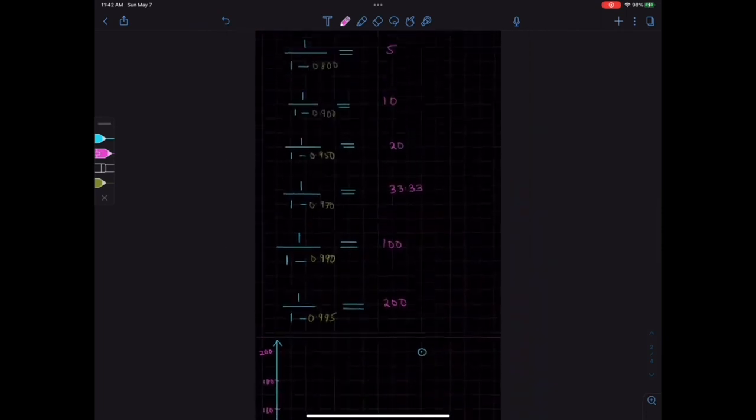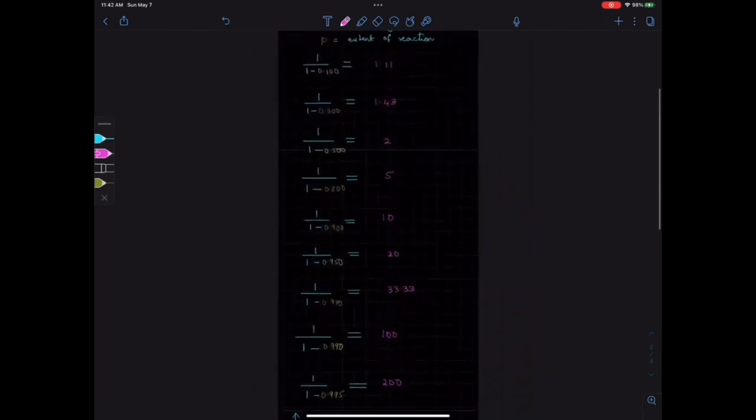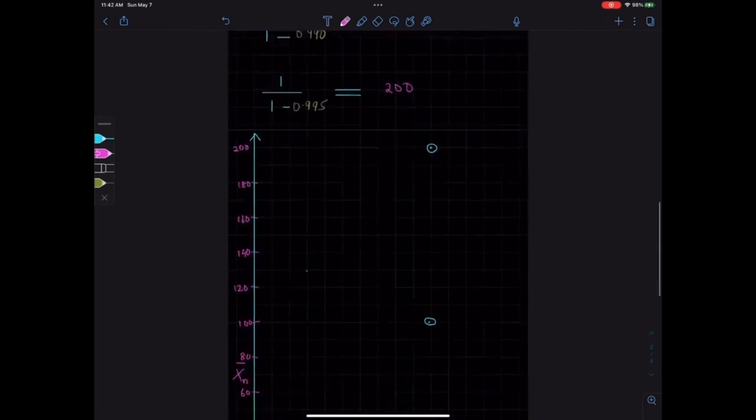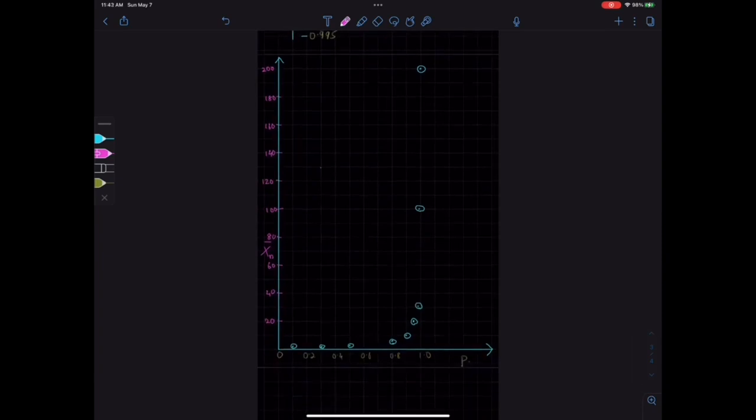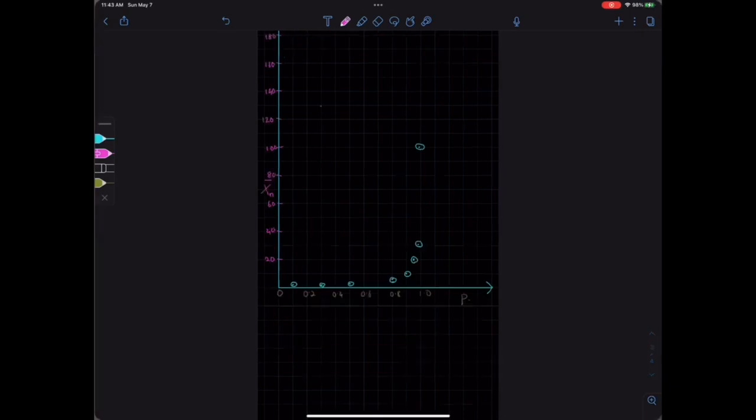Now we plot a graph of xn versus p, and we see that the degree of polymerization increases slowly at first, and then when p tends to 1, it rises very fast. So the graph of p versus xn is exponential.